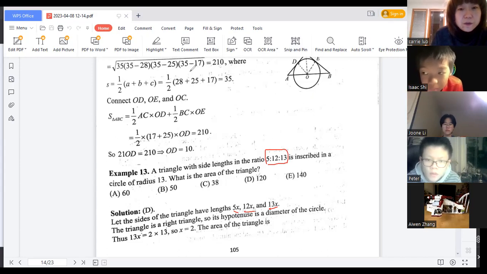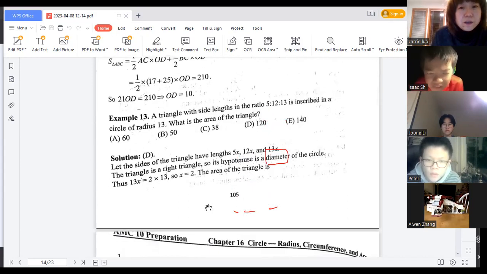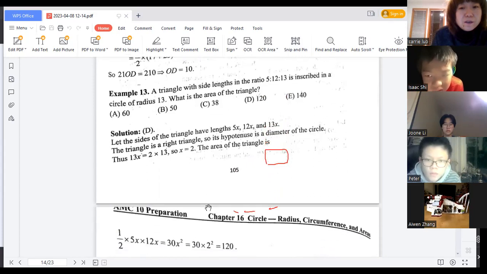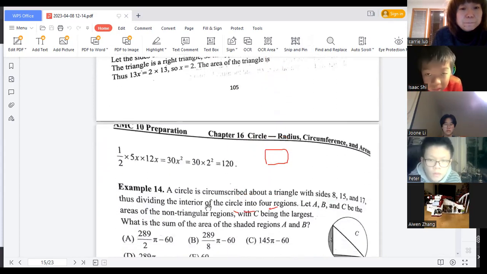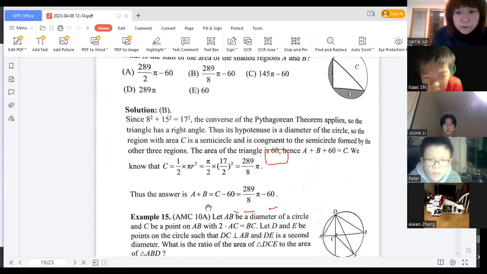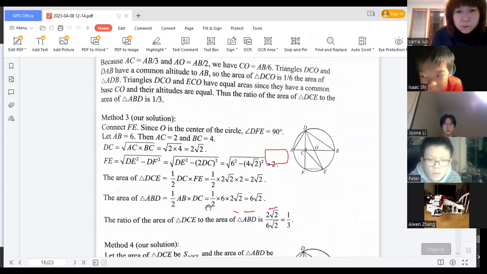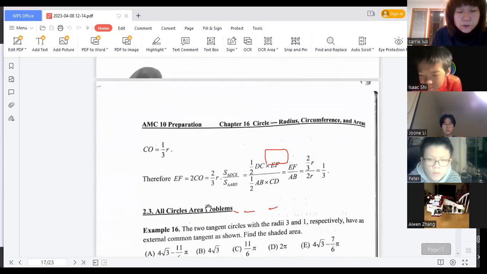So the area of the triangle you can find immediately: 24 times 10 divided by 2. So it's 240.